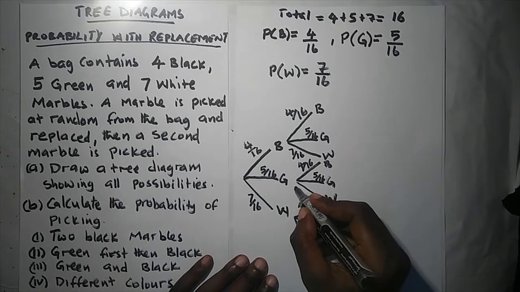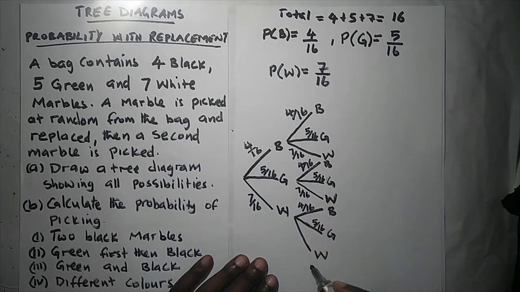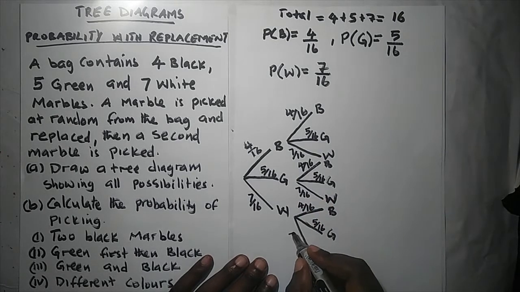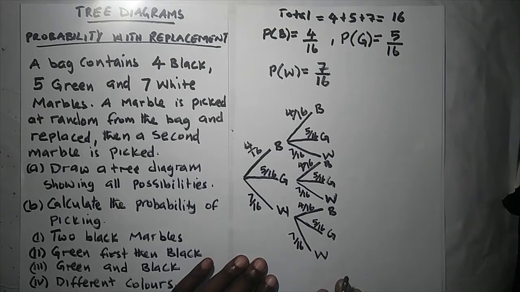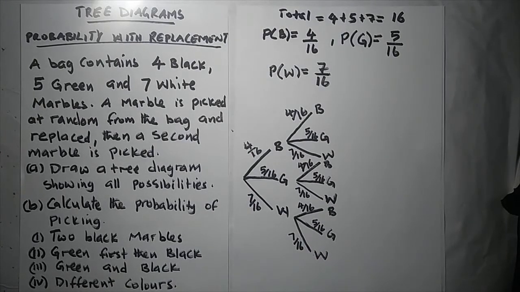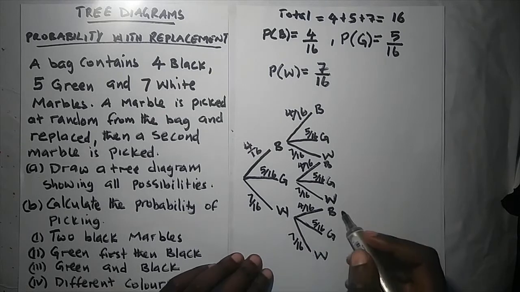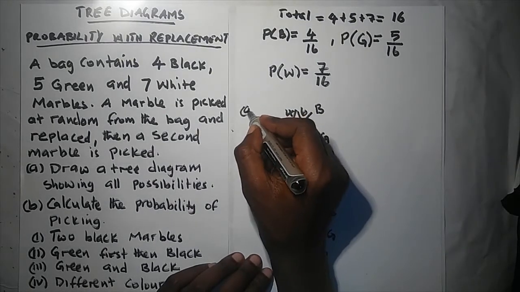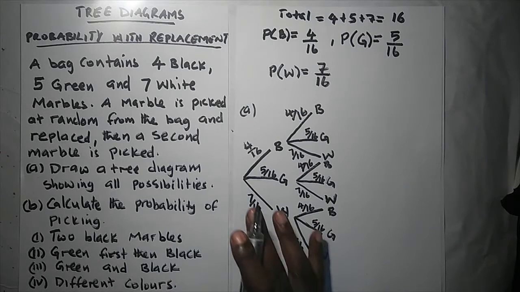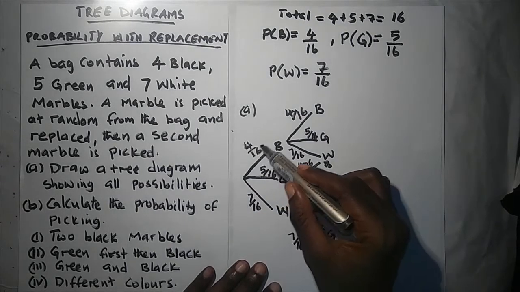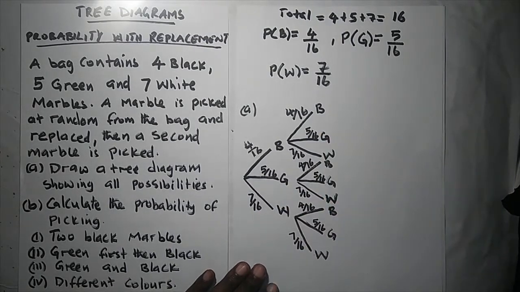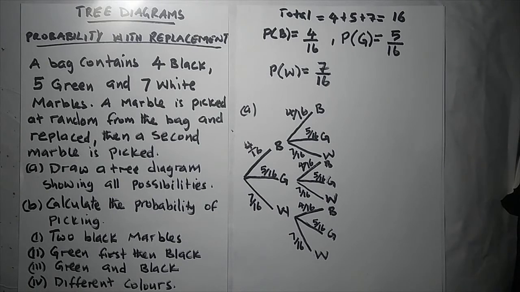Another white is here, you're going to have 7 over 16. And another white is here, you're going to have 7 over 16. And so this is our tree diagram. So it means when you have done this, this is our question A, part A of the question. You have completed the tree diagram, and these are the possibilities that we are talking about here. And so this is how you construct a tree diagram.